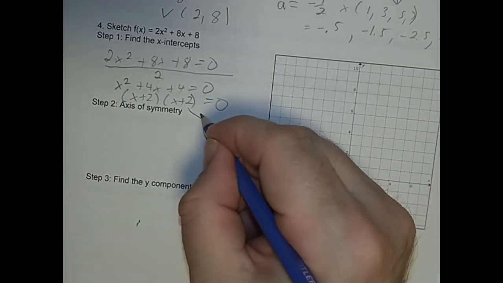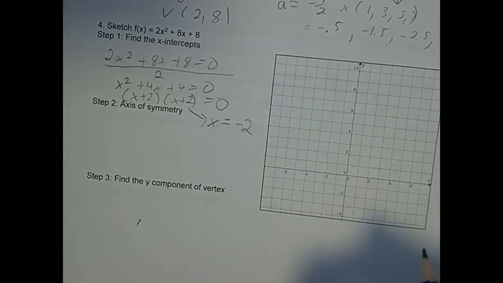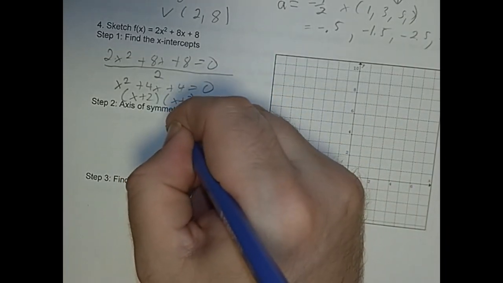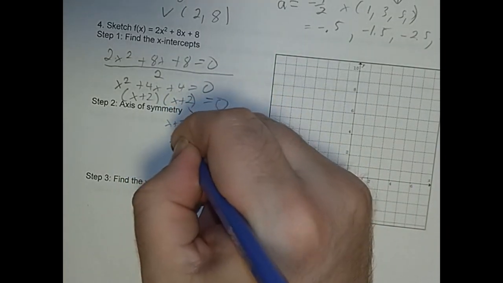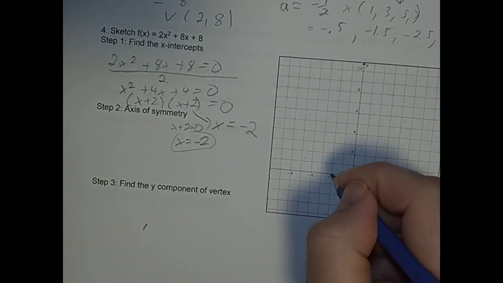This is a trick one, because there's only one answer. It's negative 2. Like x plus 2 equals 0, right? So x plus 2 equals 0, so x equals negative 2. There's only one answer, and it's twice. It's right here.